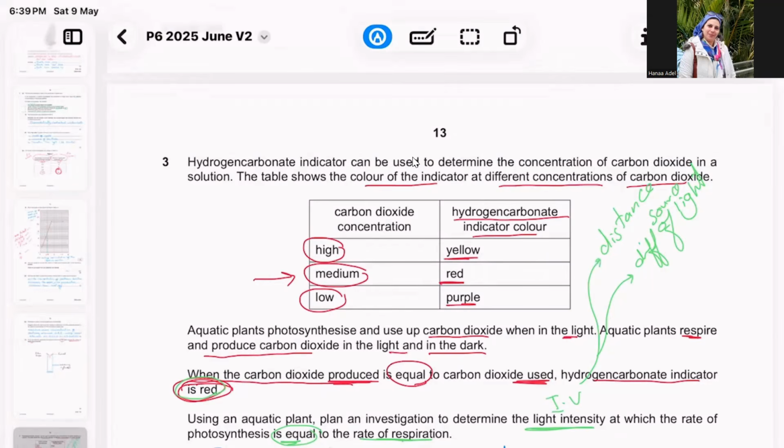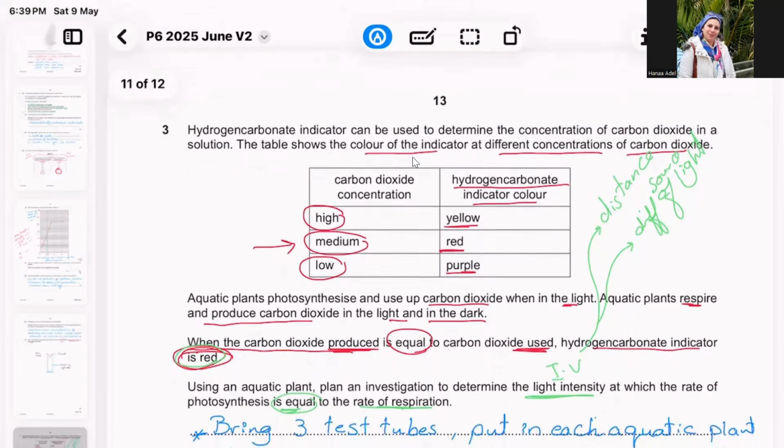So we will use here the hydrogen carbonate indicator, but the problem here is this is judged by eye. So this is subjective. How can we improve it? Yes, by using a colorimeter or color chart. So let's start this investigation step by step.